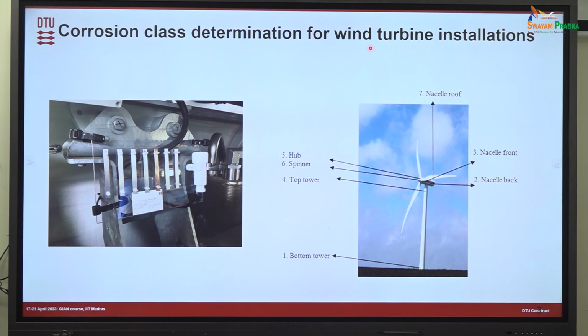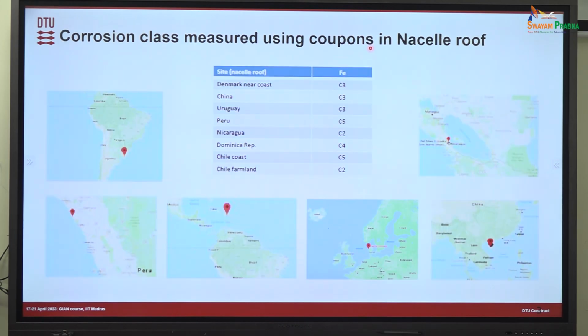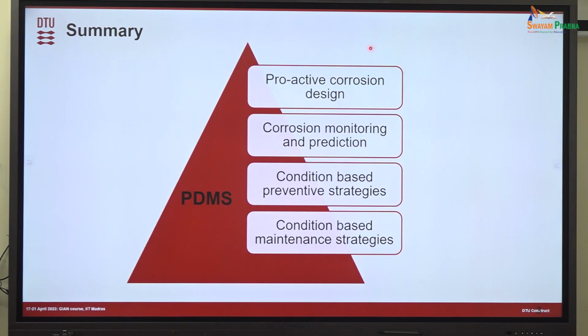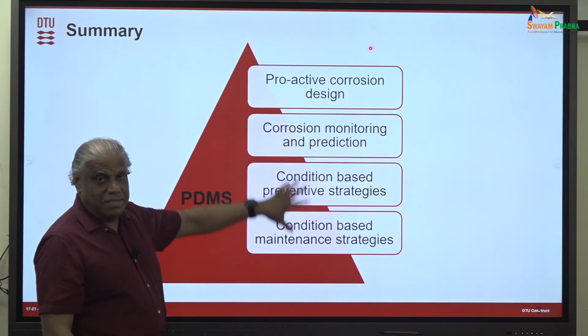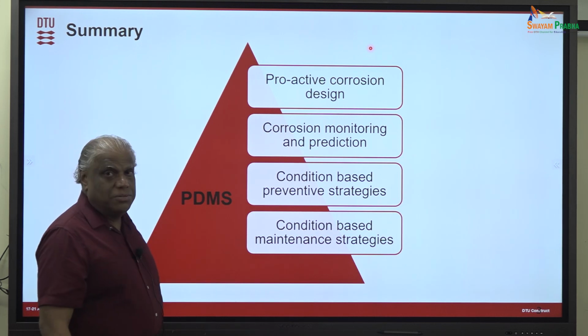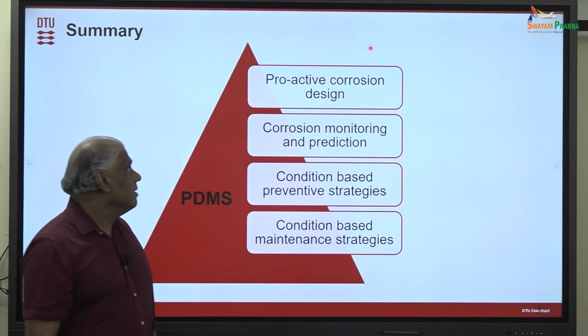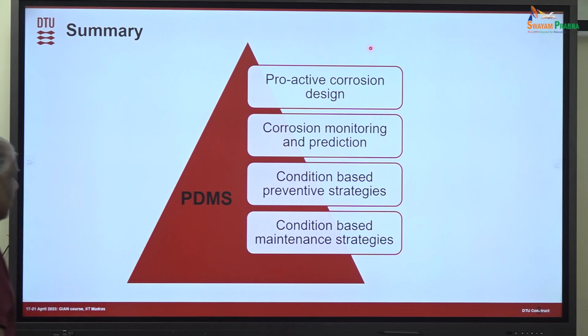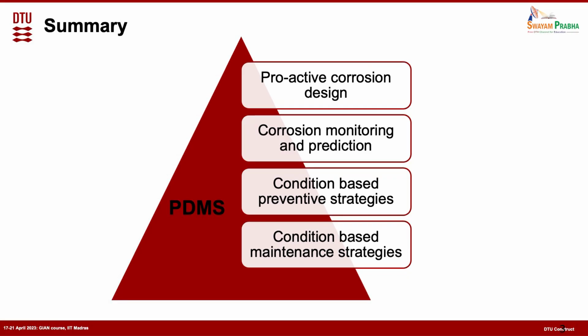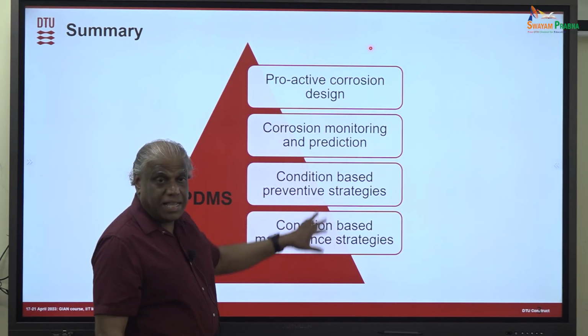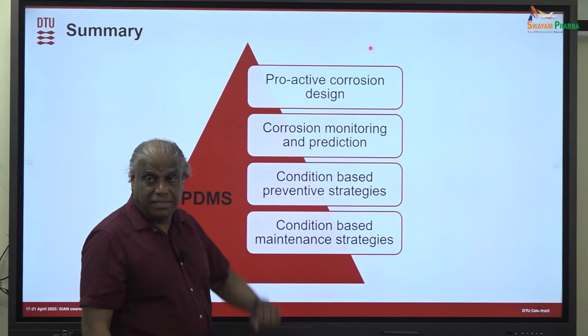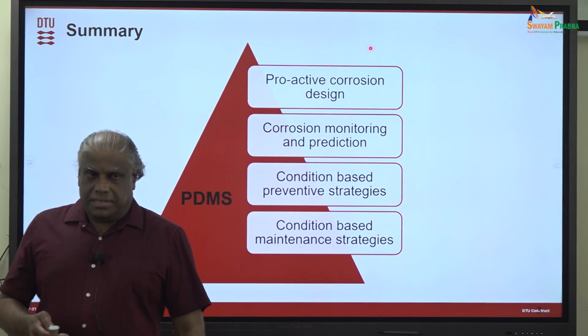So it is a big thing today in this corrosion monitoring world, like in the wind turbines which I mentioned and showed, and why we are doing this and why that is important. So that's the last one. Just to give you a glimpse, you must have got an idea of why we do this. The whole PDMS strategy is proactive corrosion design, corrosion monitoring and prediction, condition-based preventive measures, and condition-based maintenance strategies. But all these are linked, as we are seeing, one to another. Yes, that's all for this part.